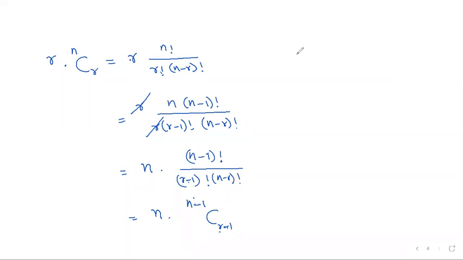So what does that mean? 4 into 5C4. Okay, I'll take a bigger number, 10C4: 4 into 10C4. You saw that both are the same. Yes, sir. This 10 will come in place of 4, and 9C, how much will it be? It will be 3.